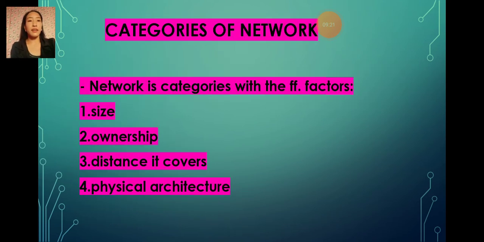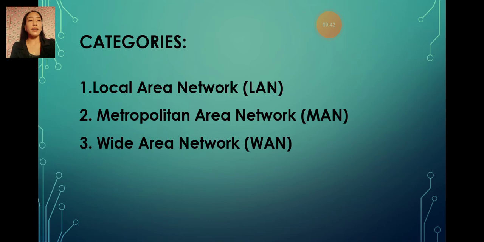Next, the categories of a network. A network is categorized by the following factors. First is the size, ownership, distance it covers, and physical architecture. Here are the three categories of networks. First is the local area network.